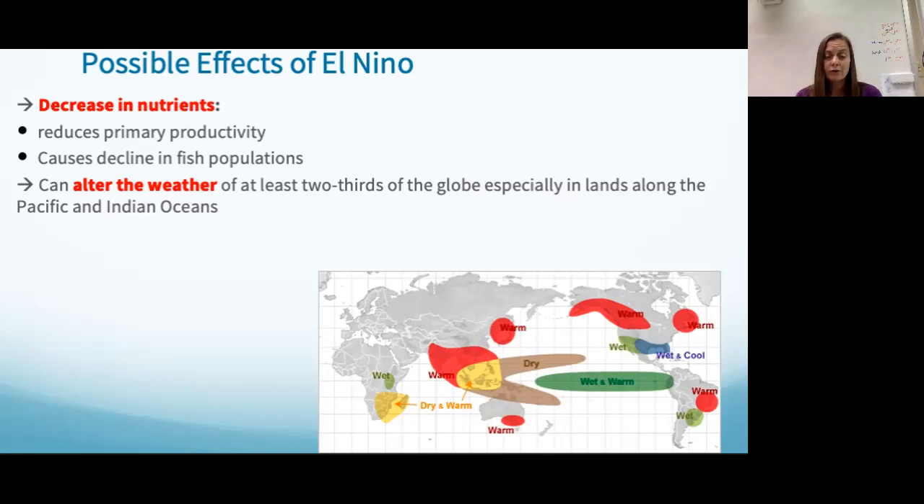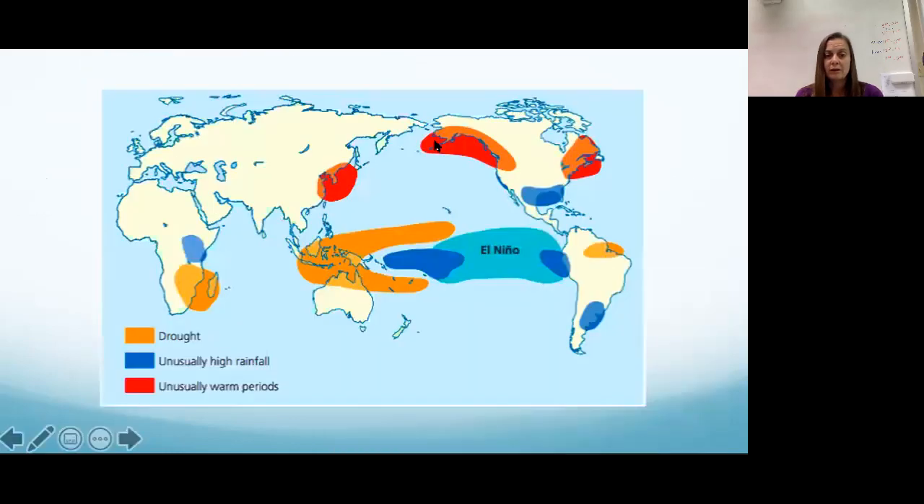It can also alter the weather of 2/3 of the globe, especially along the Pacific and Indian Oceans. So you can see that it's wet and warm all the way across the southern Pacific. It's dry and hot over here in Australia, New Zealand, Southeast Asia. It tends to be warmer as well in Japan and the other Pacific Asian countries. Warmer than normal in North America, here in the Pacific Northwest, in the northern US and Canada.